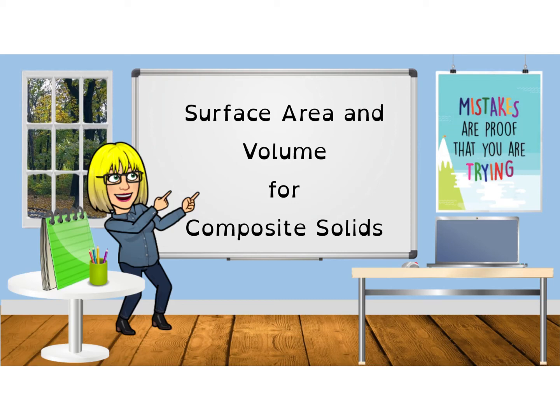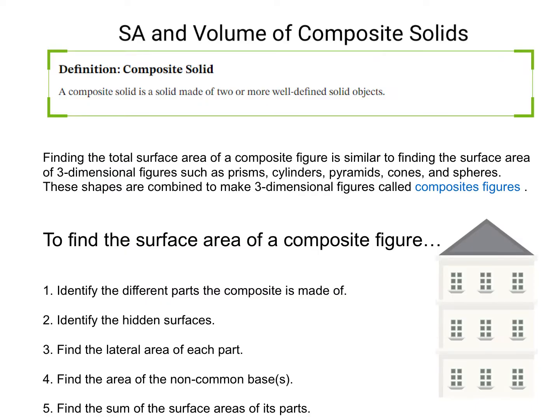Hello, welcome to the video for surface area and volume for composite solids. Surface area and volume of composite solids. What is a composite solid? Well, the definition of a composite solid is a solid made of two or more well-defined solid objects.